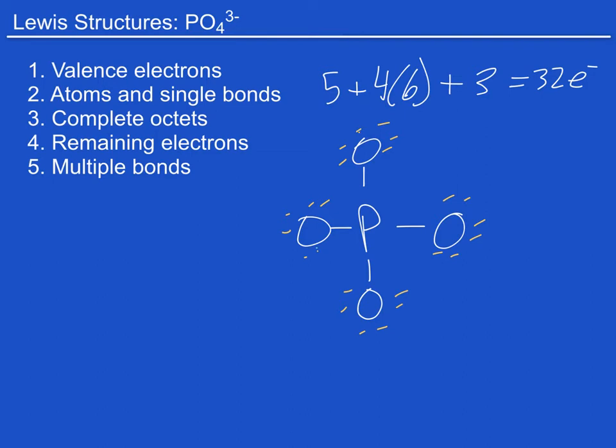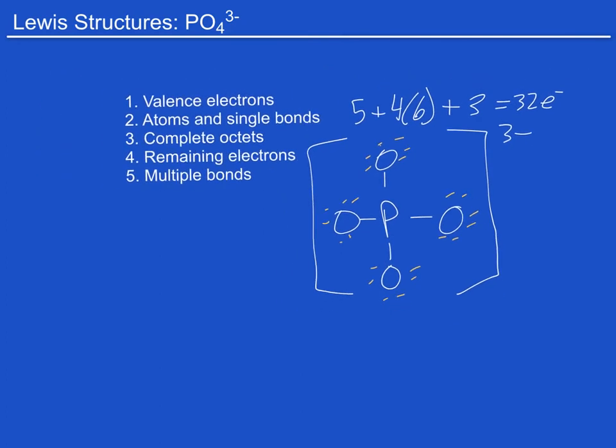Alright, so we've got our octets, and if we count up the electrons right now, we're at 32, and we should be at 32, so that's all good. And now the other thing we need to do is, because this has a charge, we need to make sure to signify that with a 3- around it to show that this is PO4 3-, not just PO4.